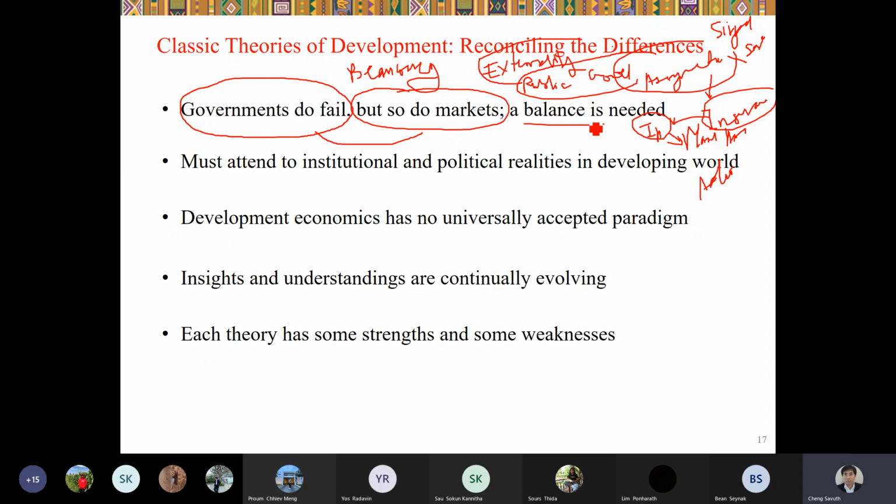If I have a line like this, where this end is 0% government intervention and this end is 100%, I can say Russia is maybe somewhere here. But I don't think the US is here. I think the US still has maybe 20% government intervention. Singapore is somewhere here, maybe 70% government intervention and 30% free market. What about Cambodia? Maybe 50% or 40% government intervention, and the rest is market. We don't really have a 100% free market or a 0% free market. In today's world, you don't have that.